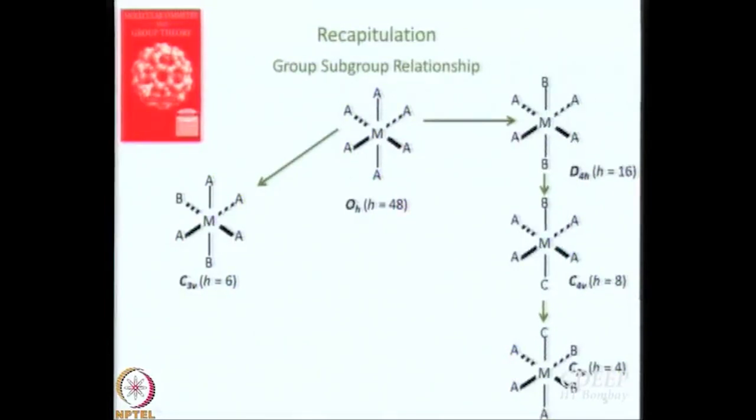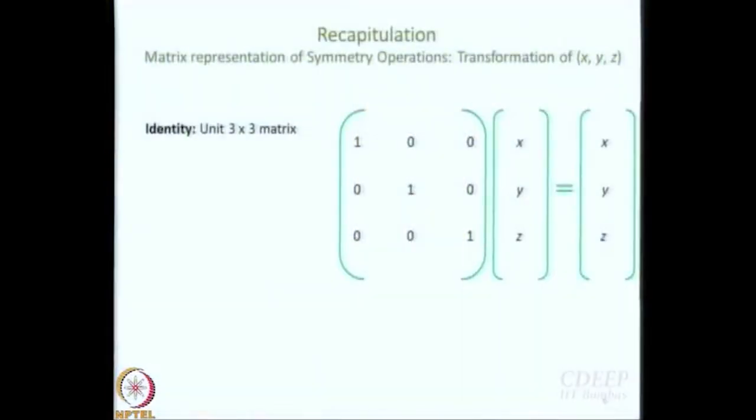And later on, when we talk about the symmetry operations behaving as groups and when we talk about character tables and all, then we will see how this actually becomes important and how we can simplify problems by using this group subgroup relationship. But that is a story for another day in future, okay. And then we had just started talking about the matrix representation of symmetry operations, right? I think what we did is we used x, y, z as the basis.